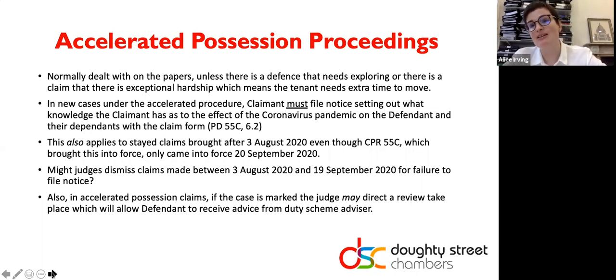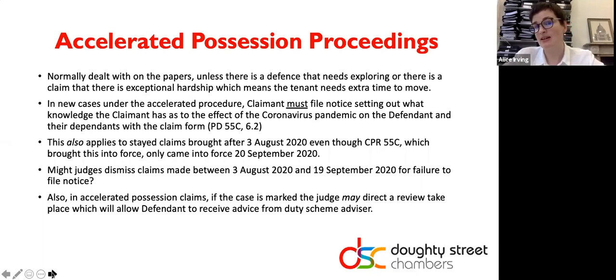It might be that there's going to be a window, in particular for claims for accelerated possession after the 3rd of August and before the 20th of September, where people have failed to comply with this requirement to put in a notice setting out information about the impact of COVID on their tenant with their claim form. What can you do if the documents turn up and this notice is missing? I think there are a few different things that a court might do. I think the sensible thing that they would do would be to adjourn and ask that the information be put in.